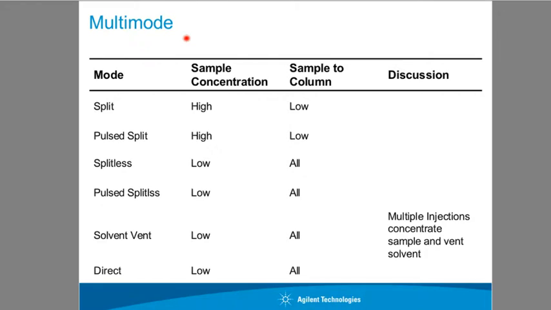As I mentioned, the multi-mode can do the function of the splitless inlet, and then it also has solvent vent and direct, which is more like a PTV. So this would enable you to do large volume injections. So we're talking like 25 microliters, 50 microliters of sample, where at that point you are venting out the solvent and just trying to get the analytes on the column. So it gives you a lot of flexibility.